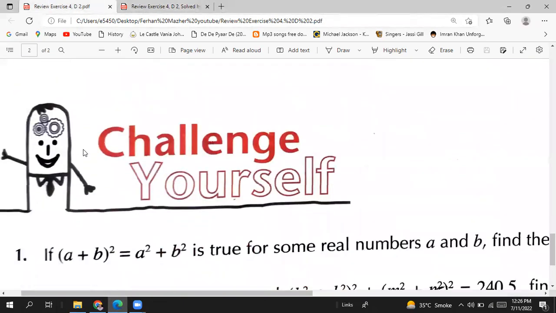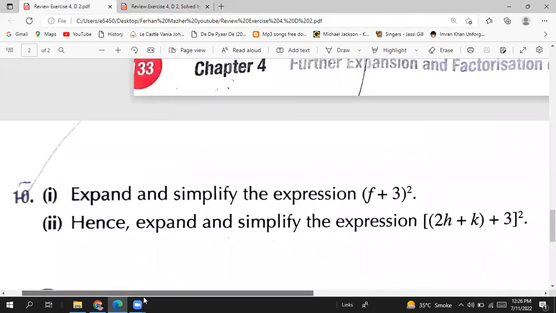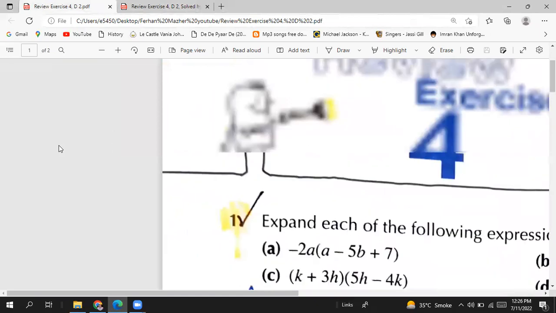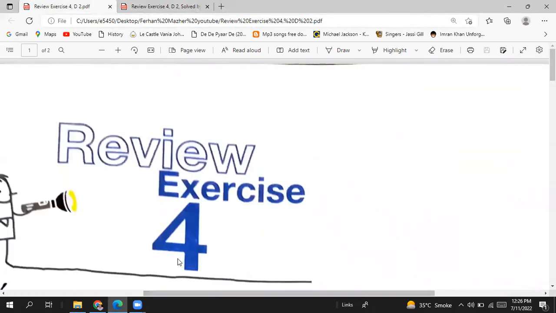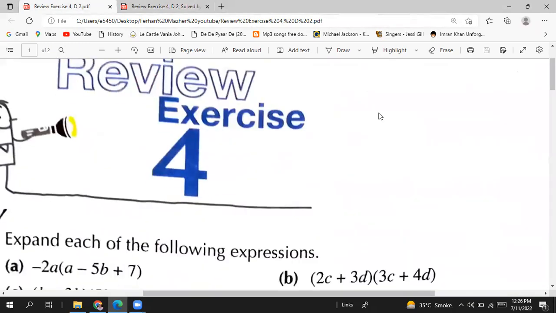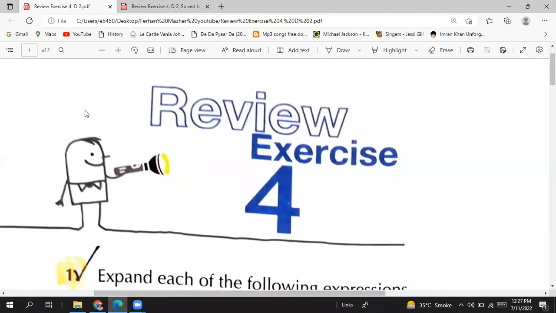So my dear students, today we have done review exercise 4. I have tried my best to explain these concepts, and I hope that you will learn a few things from this exercise.